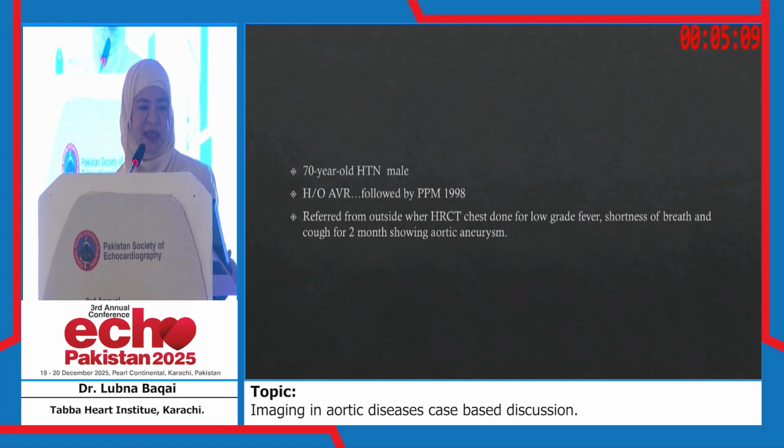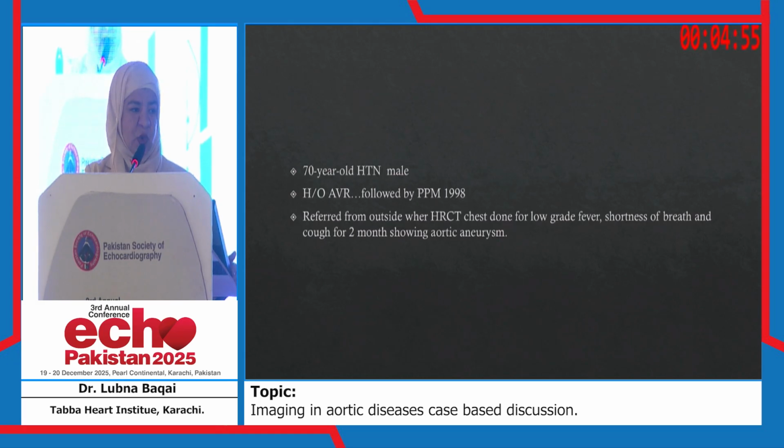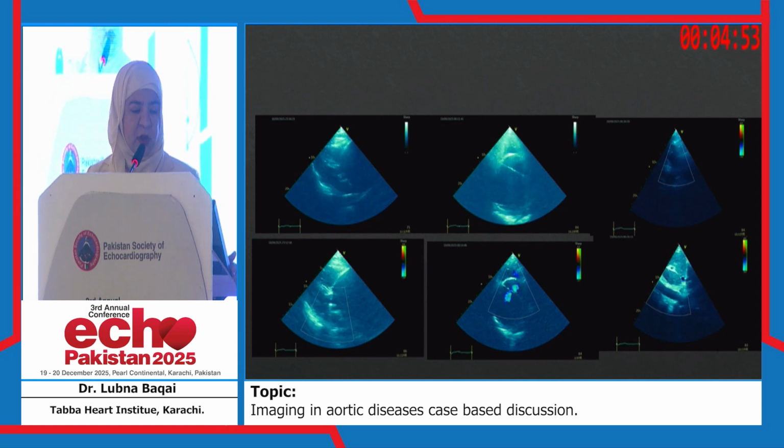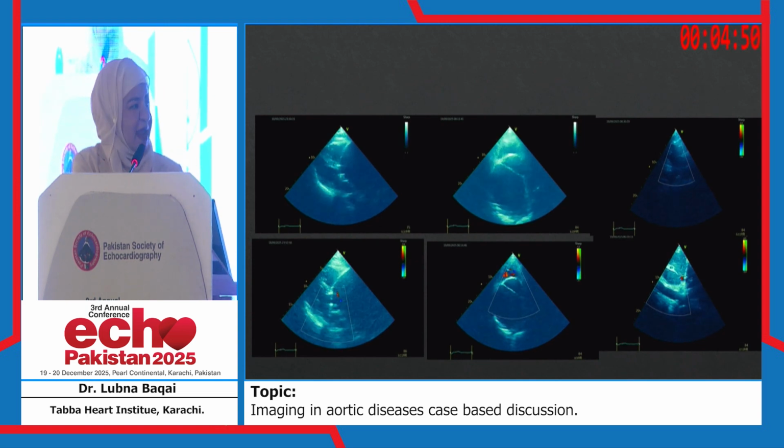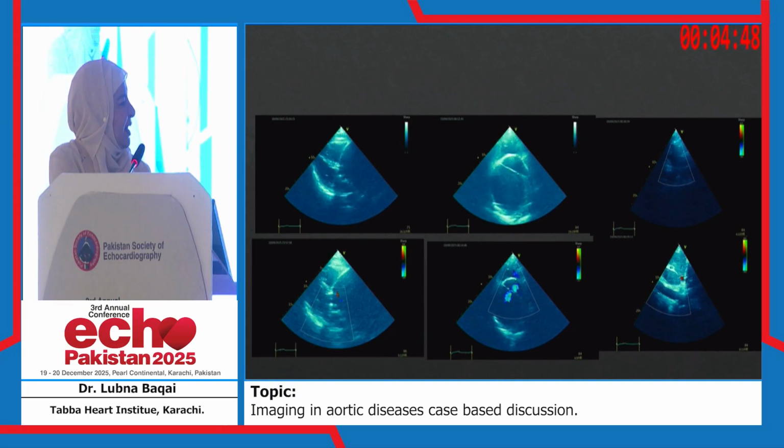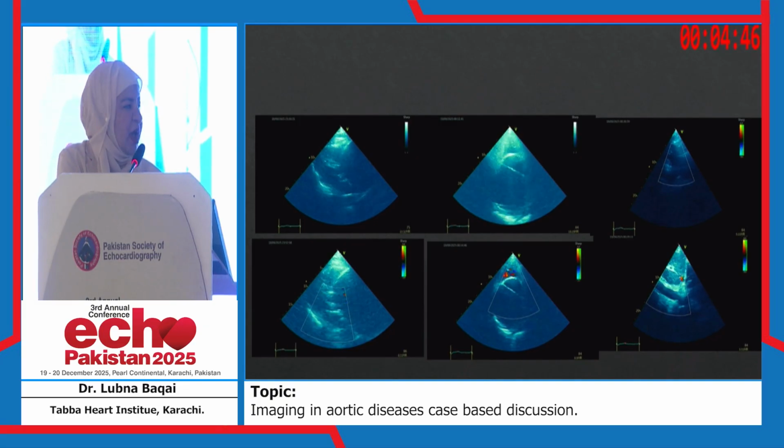Now come to another case, a 70-year-old male, hypertensive, with a history of aortic valve replacement followed by a PPM in 1998. Referred from outside where HRCT was done due to low-grade fever, shortness of breath, and cough for 2 months, which shows an aortic aneurysm. You can see the ascending aorta is hugely dilated and is distorting the normal anatomy of the heart.